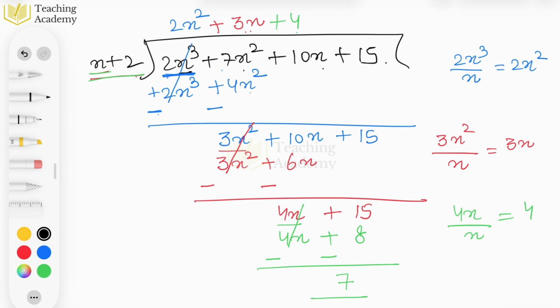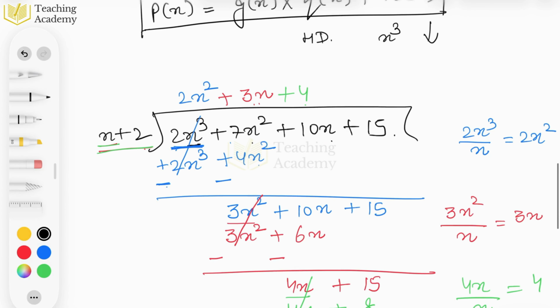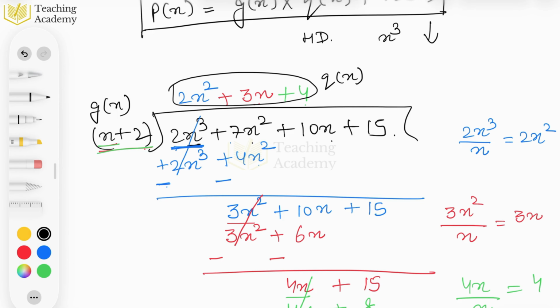Now I'm telling you what is the divisor, dividend and quotient here. See, as I said, this is your remainder. So this is your R(x), right? This whole thing here is your Q(x), okay? And this is your G(x). And the inside one, which is the biggest polynomial here, is your P(x), okay?